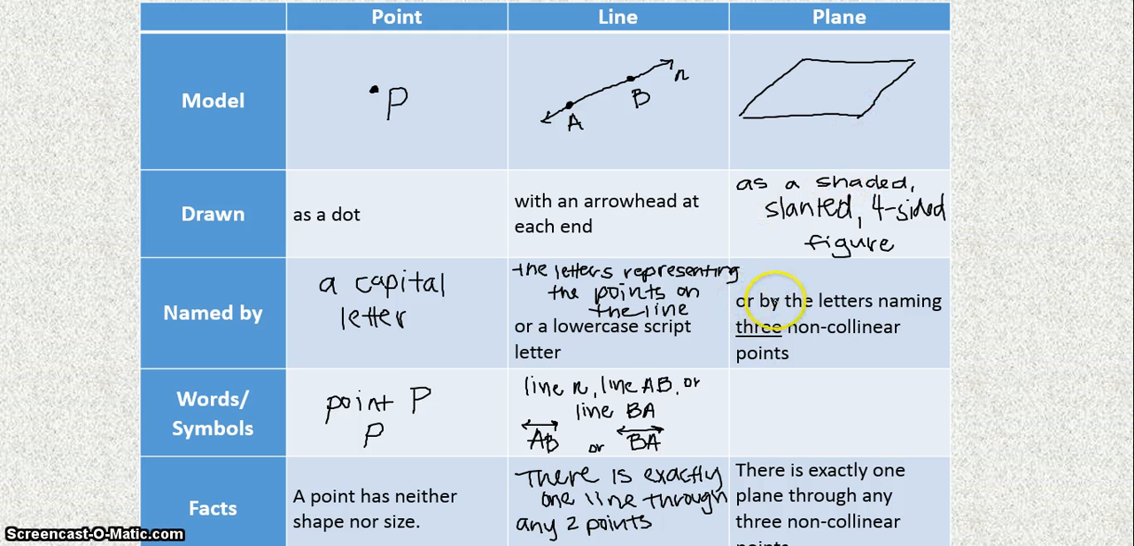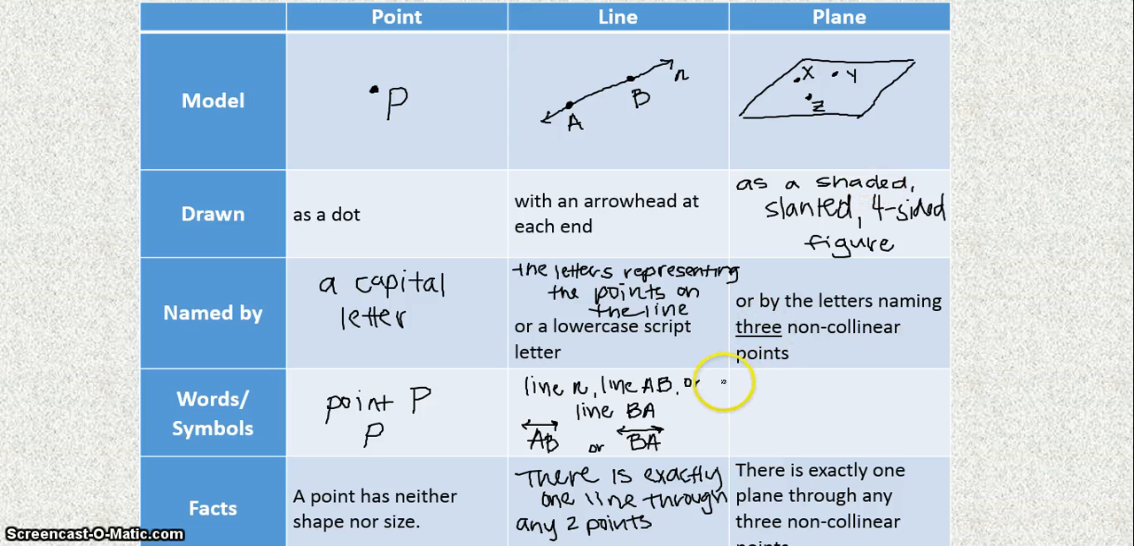You can name them by the letters naming 3 non-collinear points. So I need at least 3 points on here that do not make a line. Another way to name it is by using a capital script letter, and we'll do that in a second. Let's focus on this one here. So I need these points to actually have letters so that I can talk about them. So we're going to call that point X, that point Y, and that point Z.